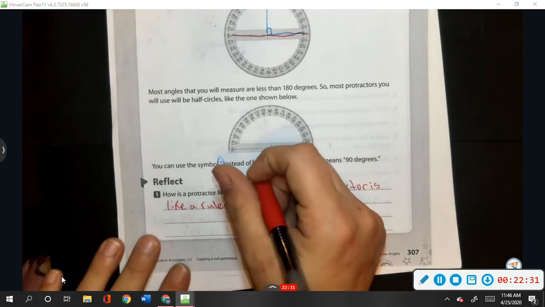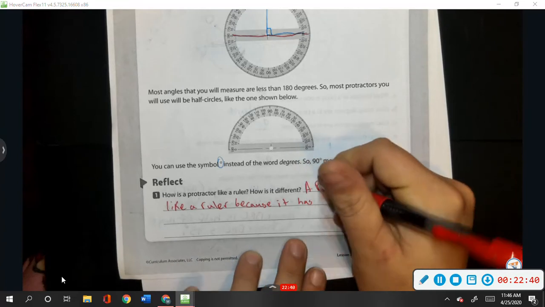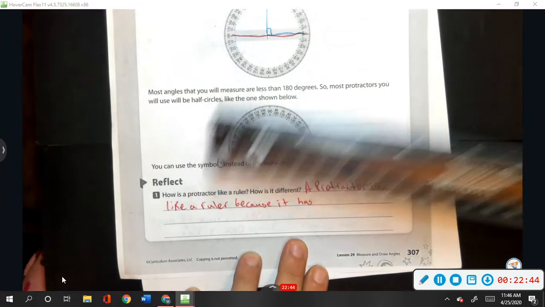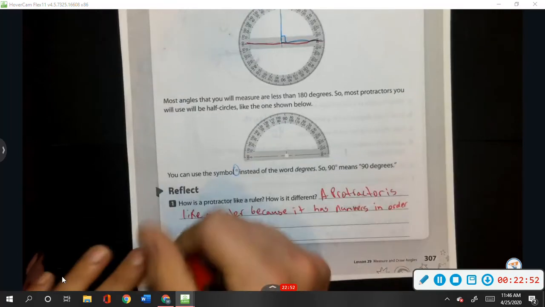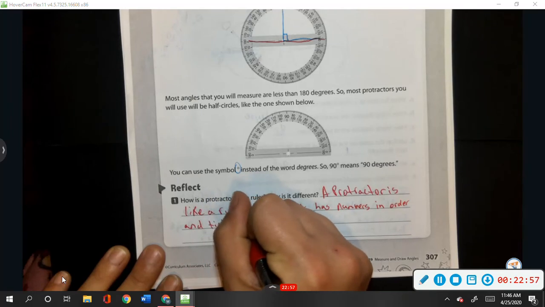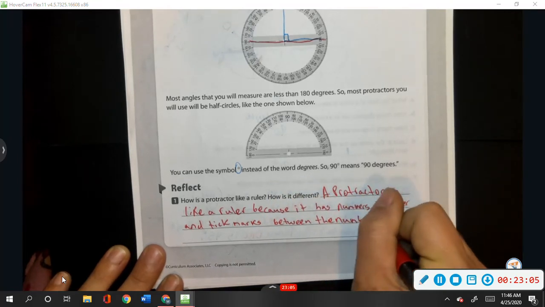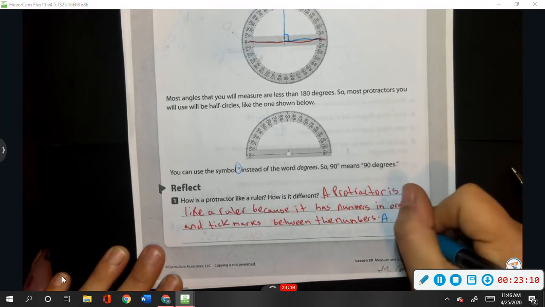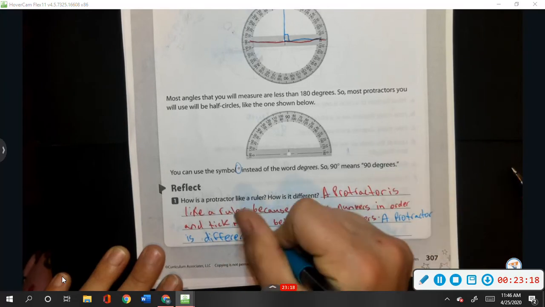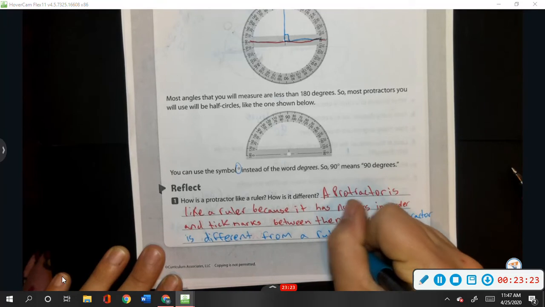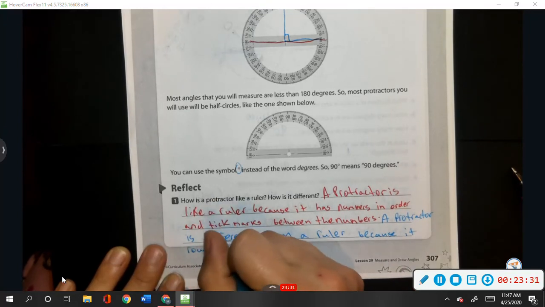A protractor is like a ruler because it has numbers in order and tick marks between the numbers. A protractor is different from a ruler because it is round and not straight like a ruler.